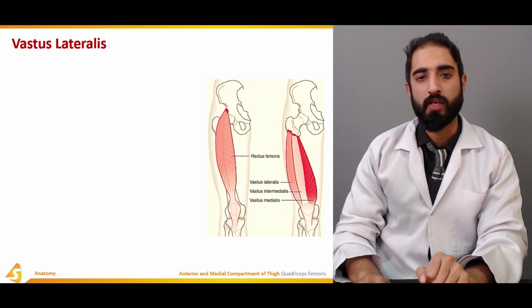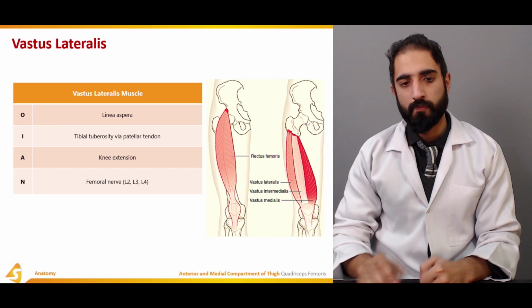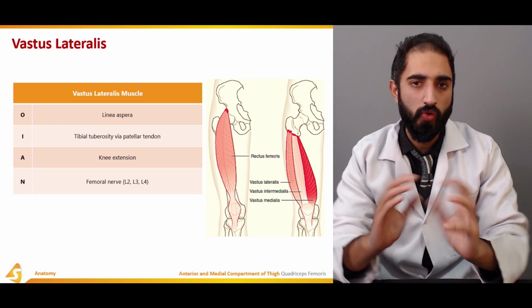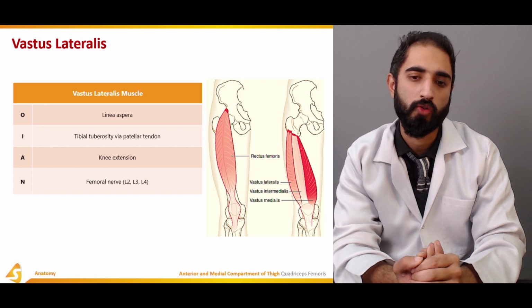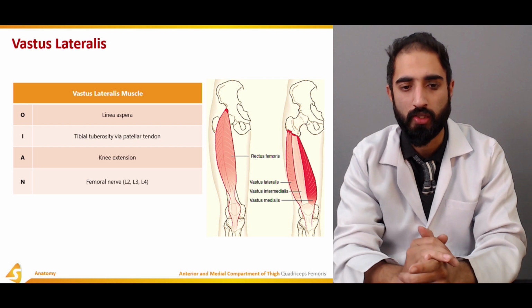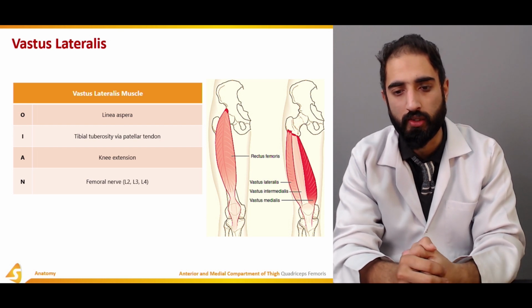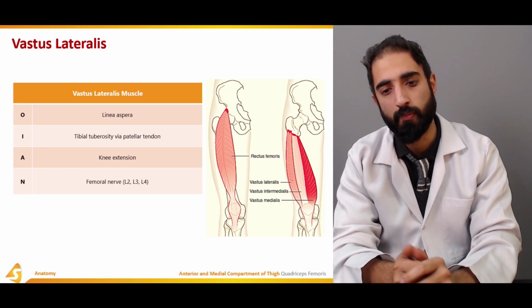So now talking about the vastus lateralis, it is located on the lateral aspect, and it arises from the posterior aspect of the thigh, even though it is a part of the anterior group of muscles. So it starts from the posterior aspect because the linea aspera is located posteriorly, and then moves anteriorly and then attaches on the tibial tuberosity via the patellar tendon.